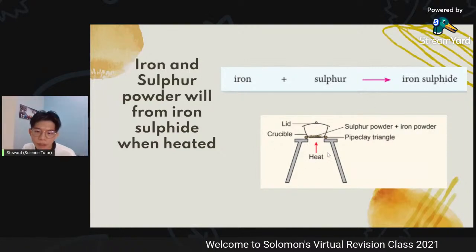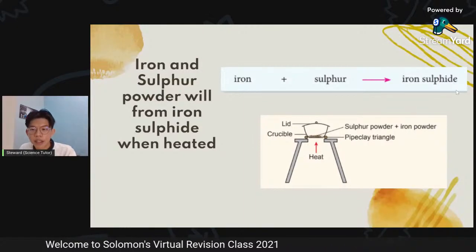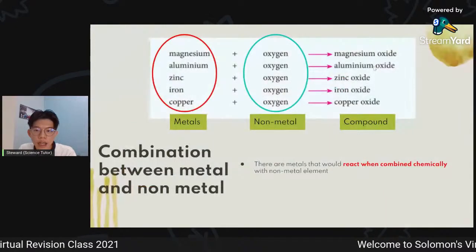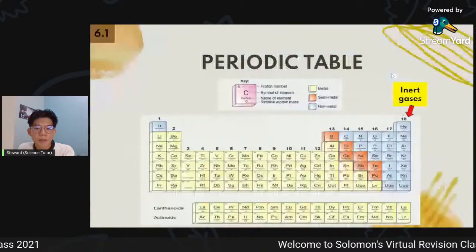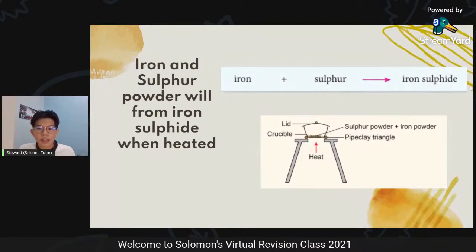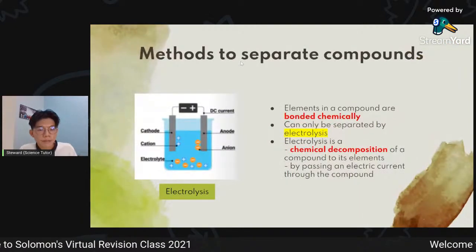So if you realize, everything related to burning, to heating, we actually will get this. Here, okay? So you can see it is like a formula like that. It's like a formula.